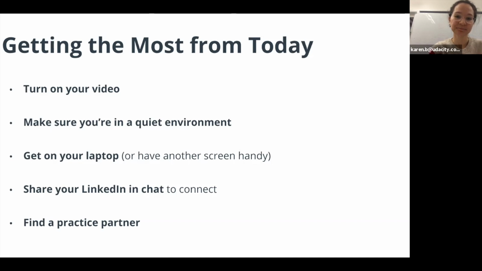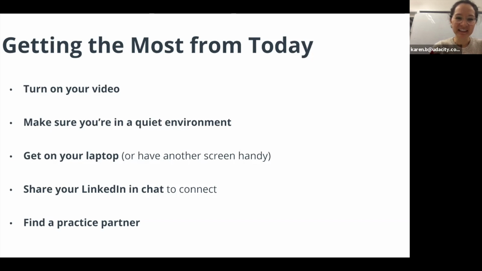Then the next one: get on your laptop. If you're on your phone, if you can, it's good to have a laptop handy or another screen handy, because we'll be sharing a Google Doc where you can see actual instructions for the breakouts. We want to make sure you can follow along. So if you have another screen handy, now is a great time to pull that up.